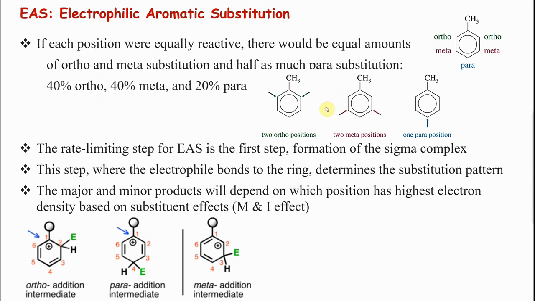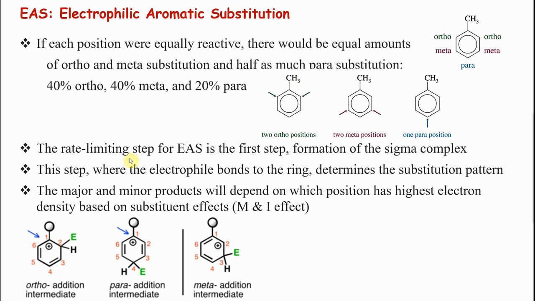Suppose all positions were the same, if they are equally reactive, then there will be equal attack at every position. But since there are two ortho positions, we should get 40% ortho; two meta positions, 40% meta; and one para position, 20%, at each place. So two ortho is 40, two meta is 20 + 20 = 40, and one para is 20. So this is what you should expect if everything is equally reactive.